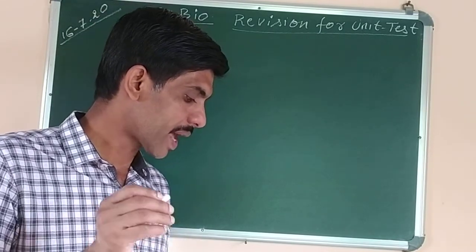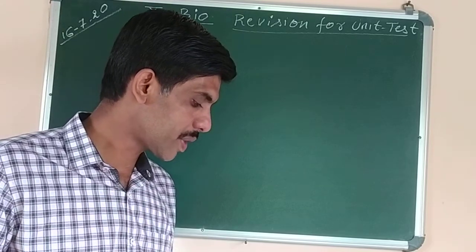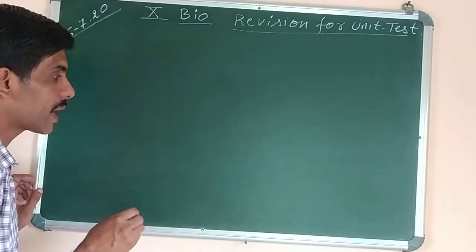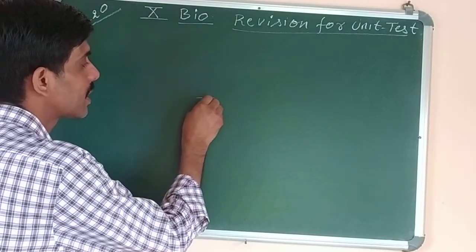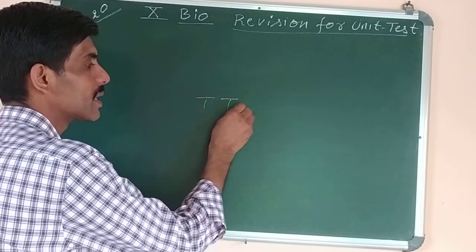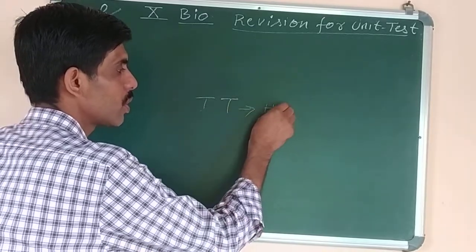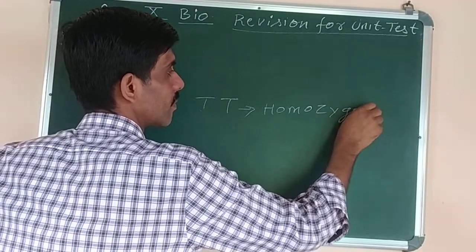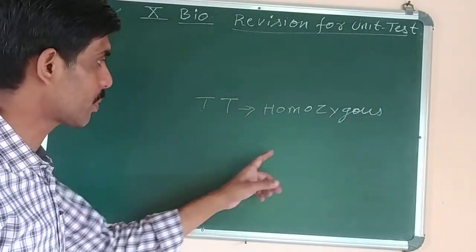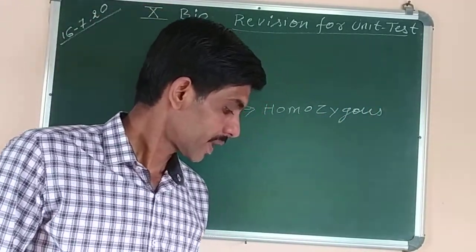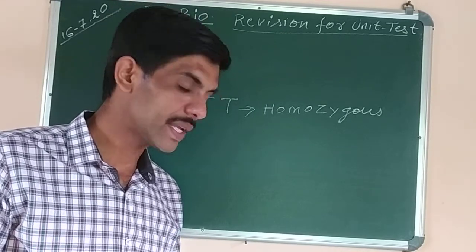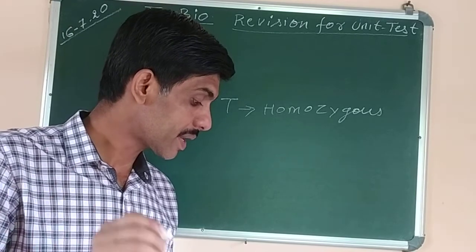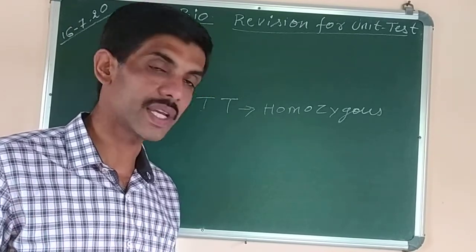Number 4, a condition in which both the alleles are identical, like both are capital T, both are identical. Such a condition is called homozygous. What is it called? Homozygous. So this will be your answer. Number 5, the fundamental unit of heredity. What should be the one word answer? The fundamental unit of heredity is the gene.